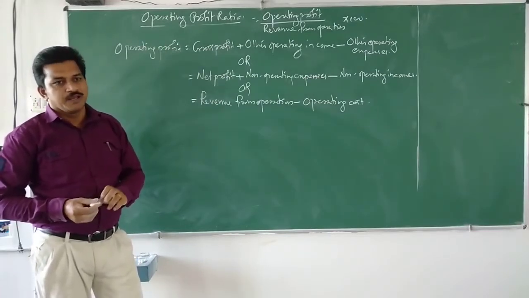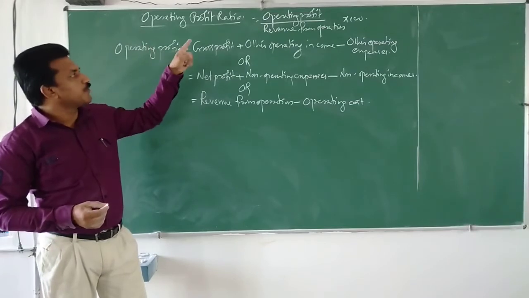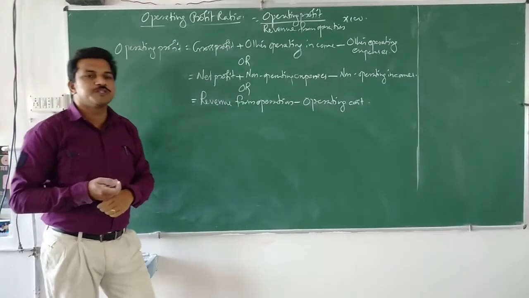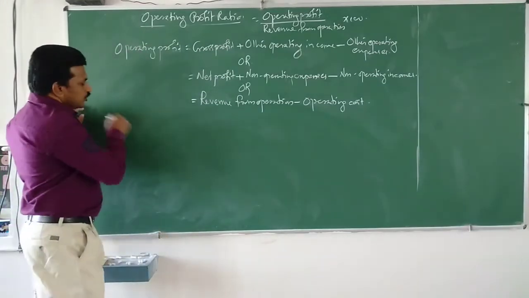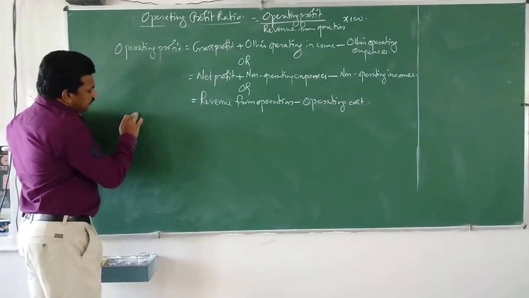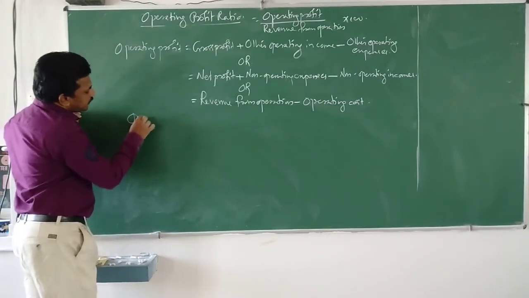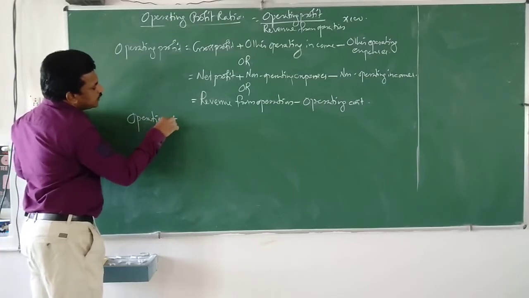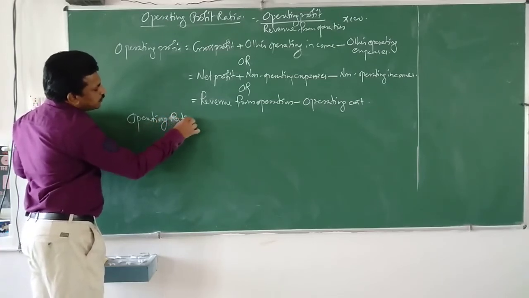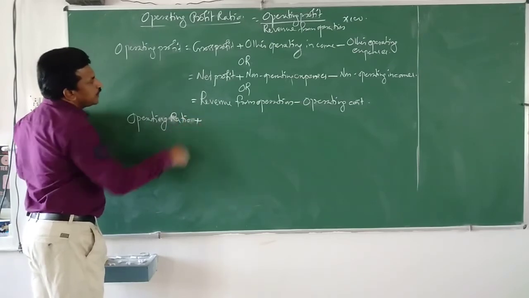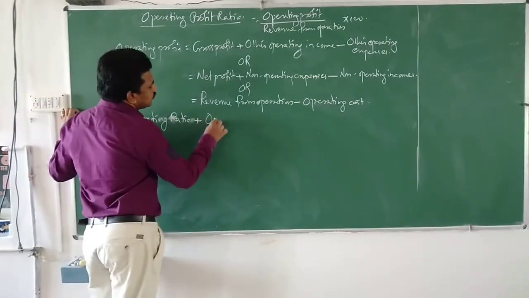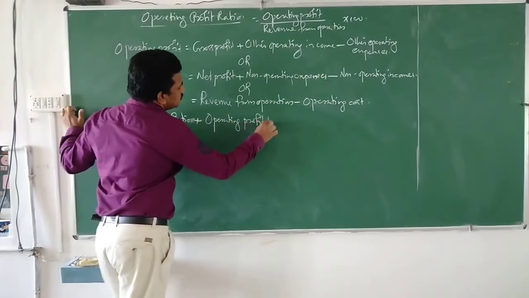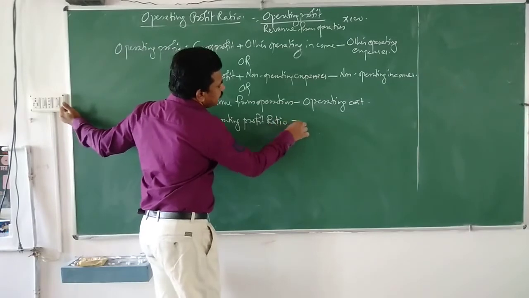Okay, understood? So operating profit ratio is equal to operating profit divided by revenue from operation into 100. Last class, before this, we studied operating ratio. Now we have studied operating profit ratio. If we add them together, what will we get?